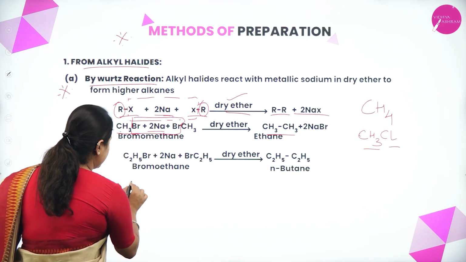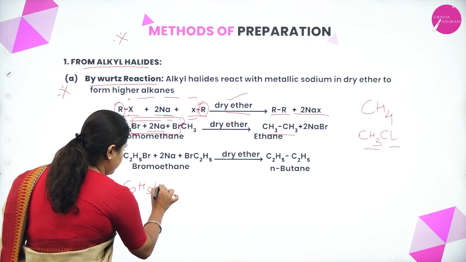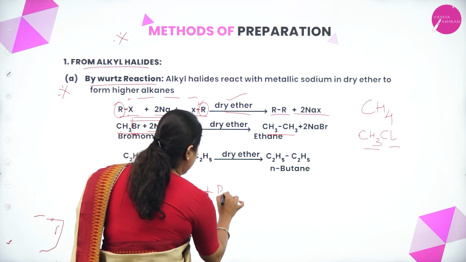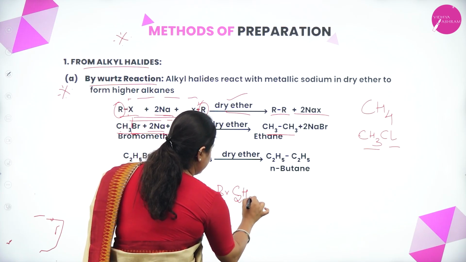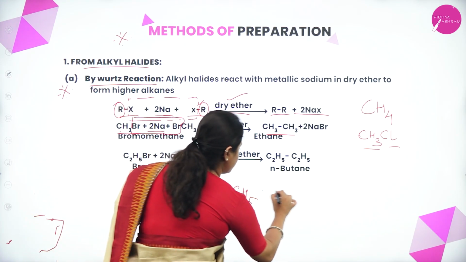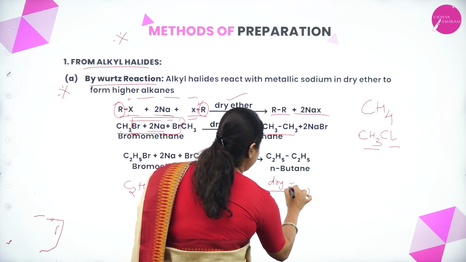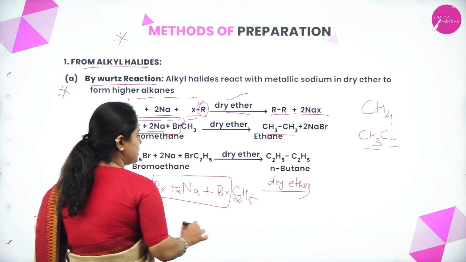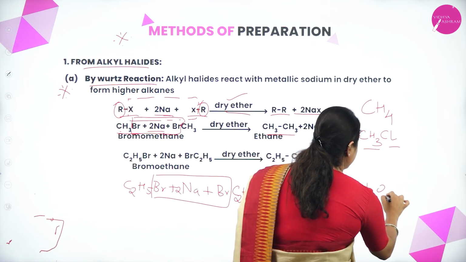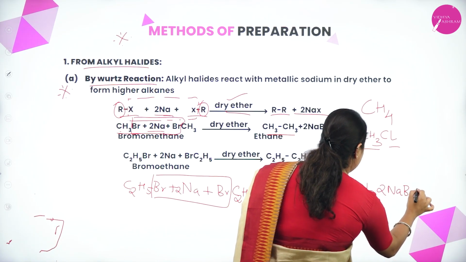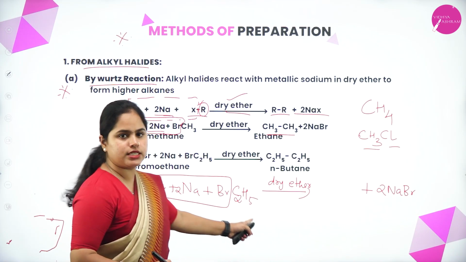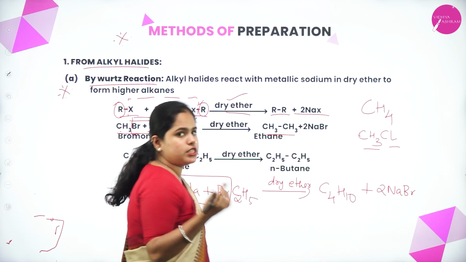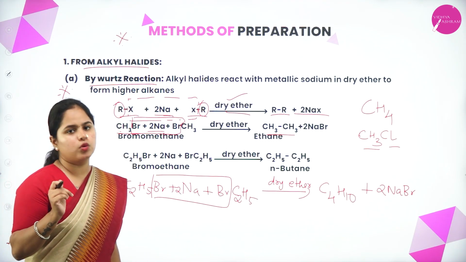Another example, C2H5Br, again in the presence of 2 moles of sodium. Again, I am writing it the opposite way, BrC2H5, in the presence of dry ether. What happens here? This much part will be removed as 2NaBr. And which alkane are you going to get here? C2H5 and C2H5, which together you can write as C4H10, which is butane, right? So this is Wood's reaction.